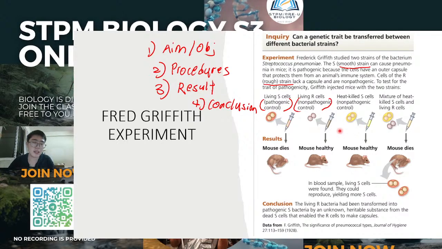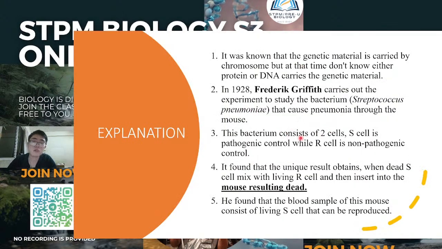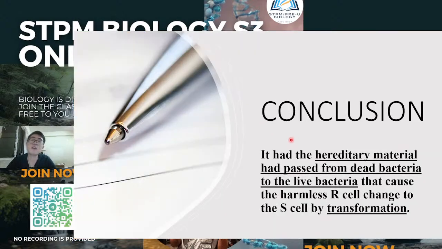So this is the first experiment. And you see that this experiment was done in 1938. So it's a very long period, almost 100 years from now. Okay, so the conclusion is that the hereditary material had passed from the dead bacteria to the live bacteria, which caused the harmless R cell to change to the S cell by transformation.